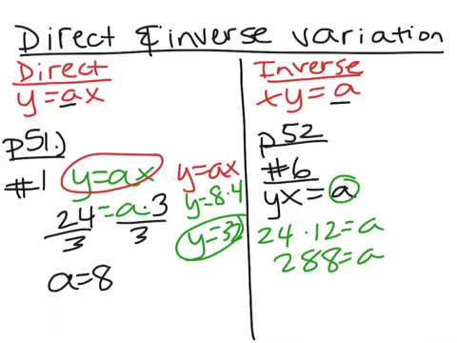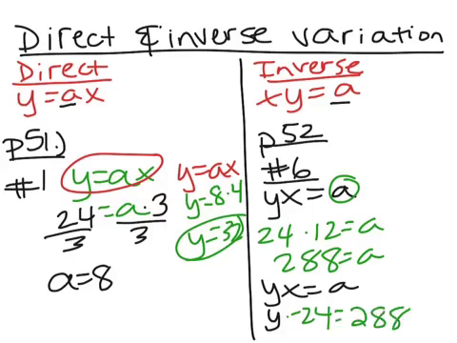So now I want to go back and plug this in, that xy or yx equals a, and I want to find y when x equals negative 24. I don't know what y is, but what I do know is that x is negative 24, and I know that a is 288. So now I have a one-step equation to solve. To get y by itself, divide both sides by negative 24. So that means that y equals negative 12.